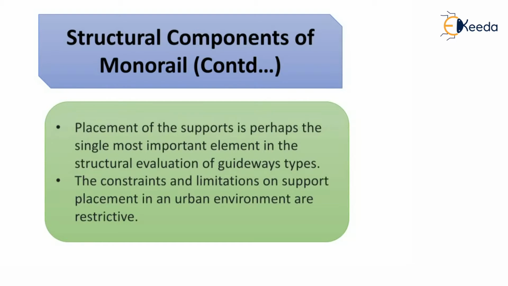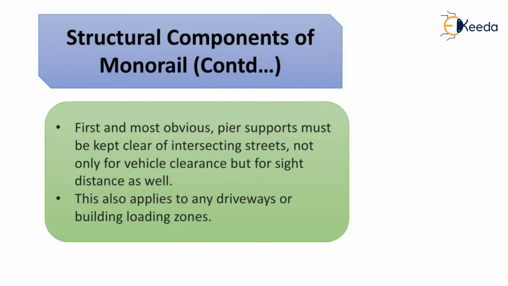The placement of the support is perhaps the single most important element in the structural evaluation of the guideway types. First and most obvious is that the pier support must be kept clear of the intersecting streets, not only for vehicle clearance but for sight distance as well.